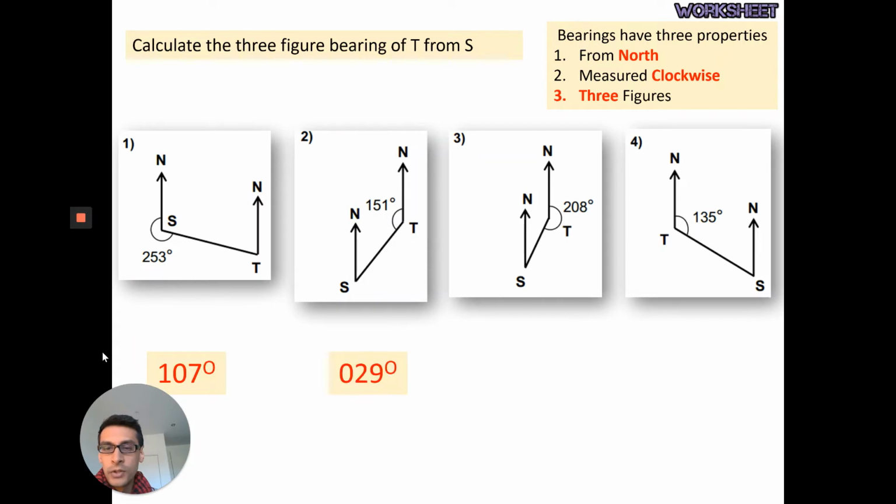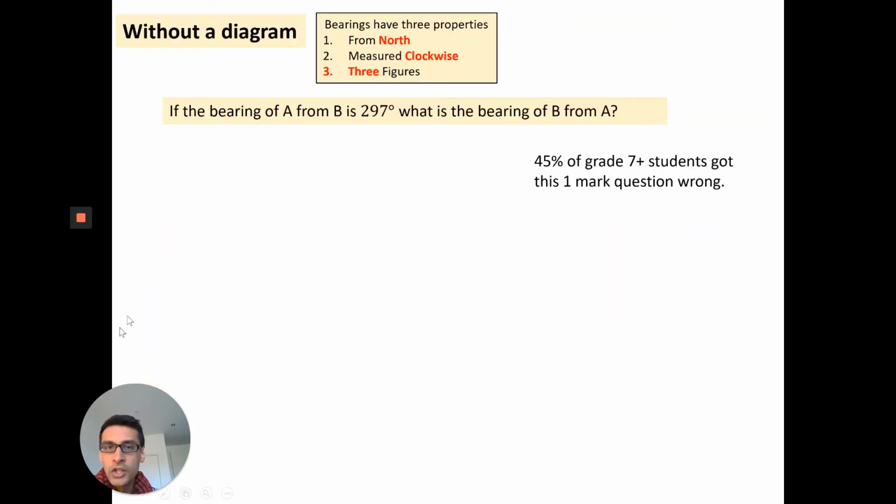Now, moving on to questions where you do not have a diagram. So far the topic has come across quite straightforward, and it is, but students sometimes become a bit too confident and lazy with working out the actual angles here. 45% of students that got a grade 7 or above got this question wrong, and it's a really basic question. So if you're given a question without a diagram, sketch a diagram out. I'm expecting to see diagrams for every question.